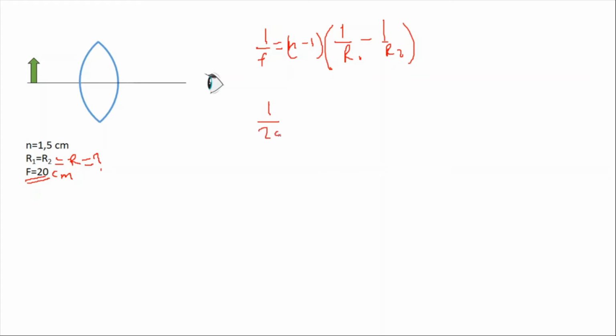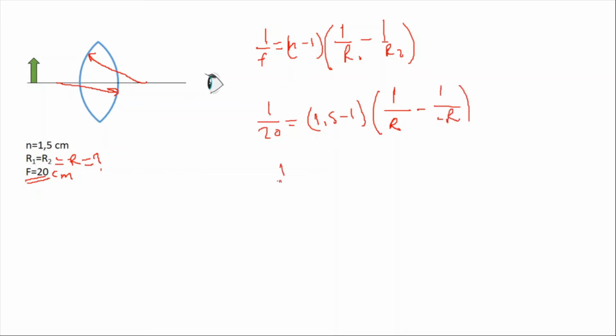1 over 20 equals the index of refraction, which is 1.5, minus 1, times 1 over R1. R1 is this surface. It is the front surface, and as you see, this is R1. It is convex toward the object, so it will be a positive R. Minus, this minus comes from the formula, 1 over R2. This is the rear surface, and as you see it is concave toward the object. It will be a negative R.